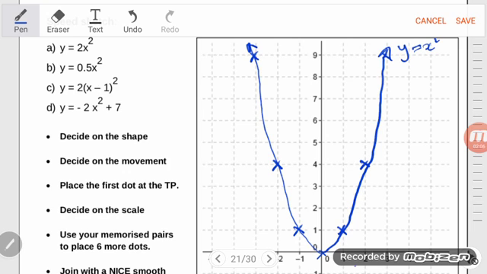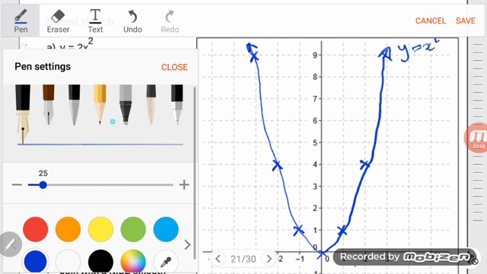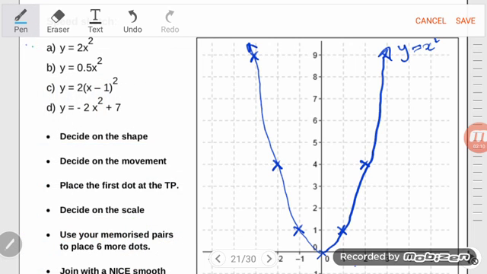Now, here we've got a different colour. Let's do a, shall we? Y equals 2x squared. 2 is a positive number, so we're going to have a positive parabola like this. We've got 2, so everything in the y direction, not the x, only the y, is going to be multiplied by 2. Now this is going to give us our stretch.